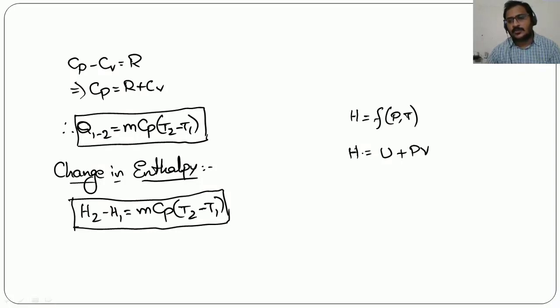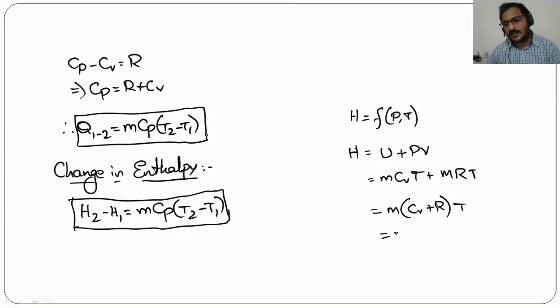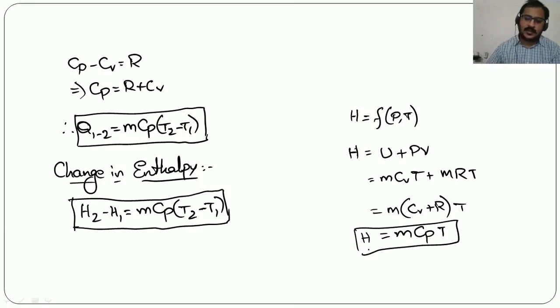So U can be written as mCvT and PV can be written as mRT. So from this, m into (Cv plus R) into temperature you can write, and this is mCpT. So the formula for enthalpy is always this one, irrespective of the process. So try to remember this.